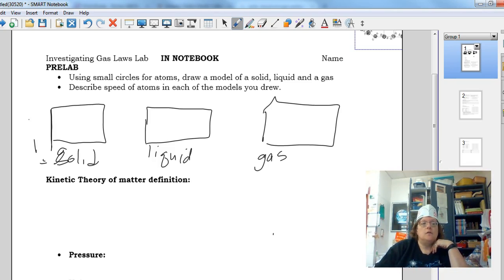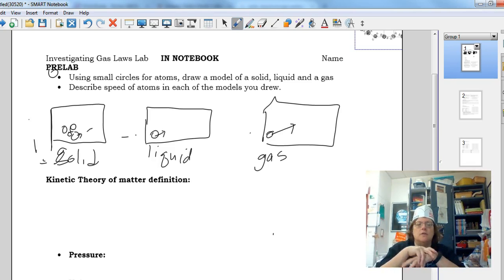Okay, for the solids, you're going to put in your particles, and I want you to use arrows to show how fast they're moving. Liquids are moving a little faster, so the arrows will be a little longer. Gases are moving much faster. You guys can do that, so hit pause, get that done, and then hit play, and we'll go on.